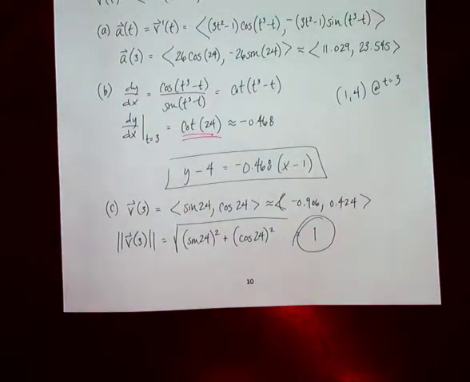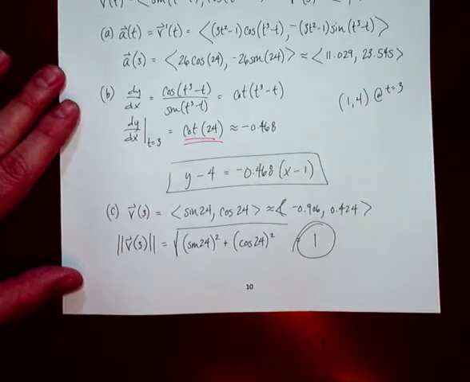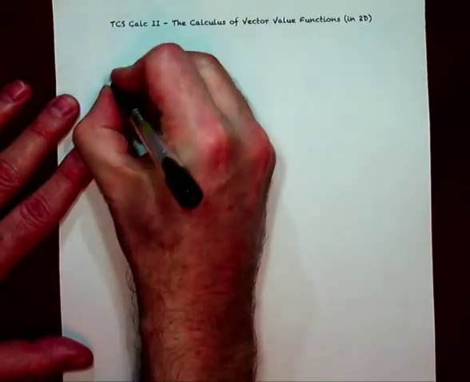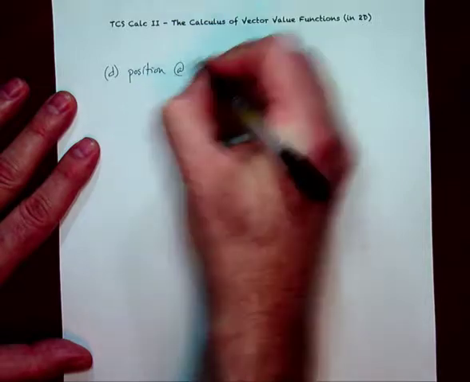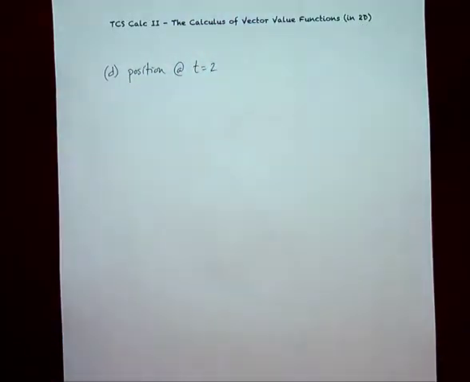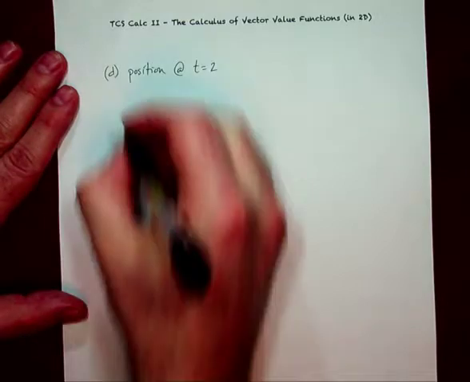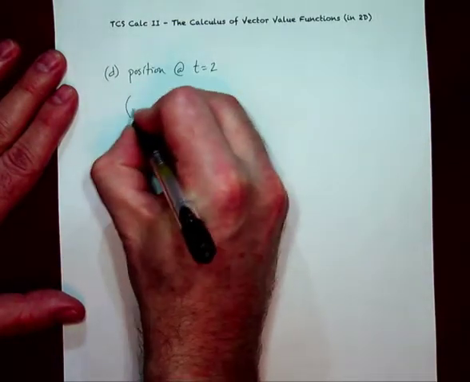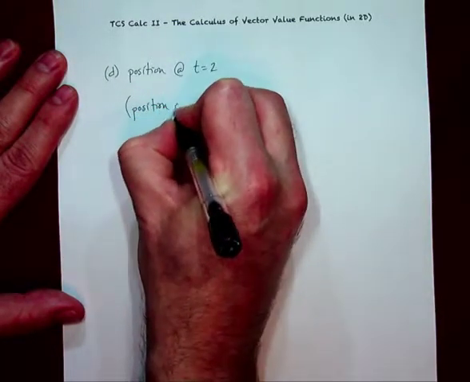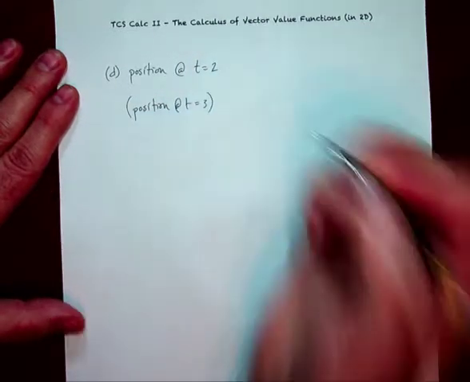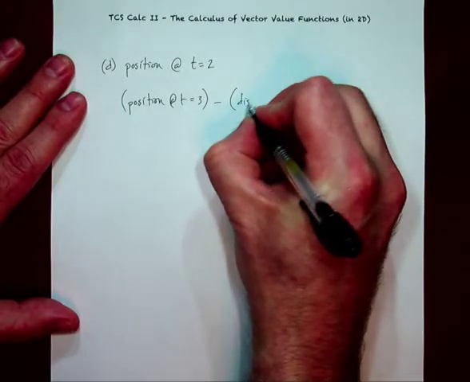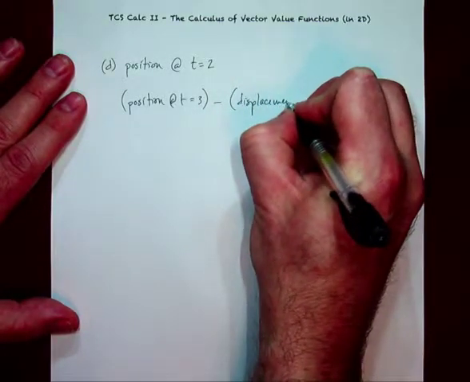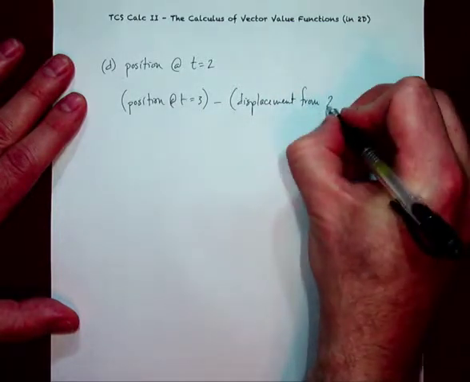All right, let's go ahead and do the last portion of this, where it asks us to find the position of the particle at time t is equal to 2. Well, what I need in order to do that is the position at t is equal to 3, which I have, minus the displacement from 2 to 3.